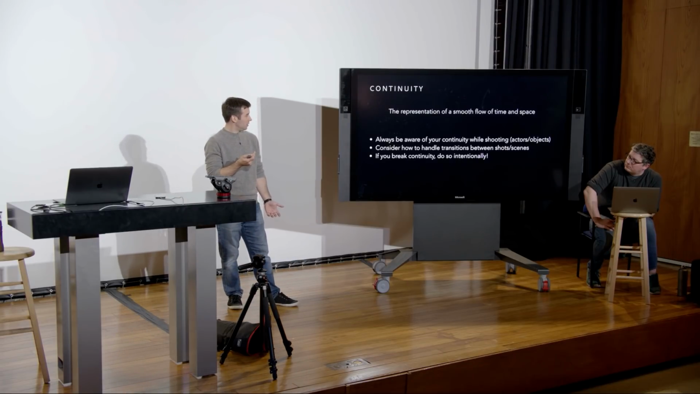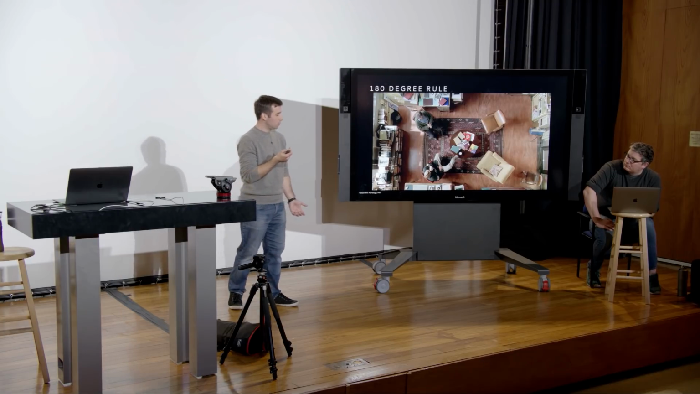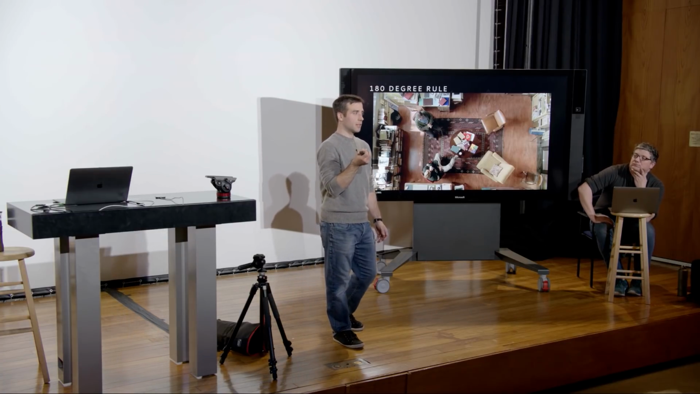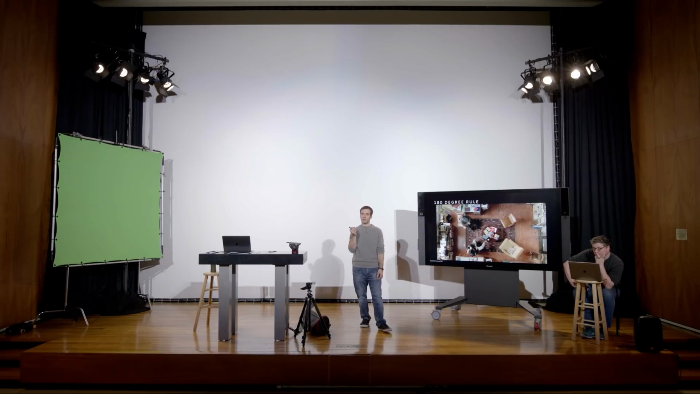So we talked a little bit about preserving screen direction. But one handy rule that is kind of the baseline for preserving continuity is called the 180-degree rule. Does anybody have a quick definition of what this is offhand?